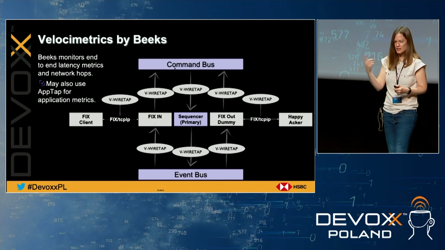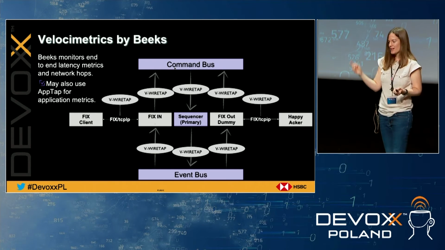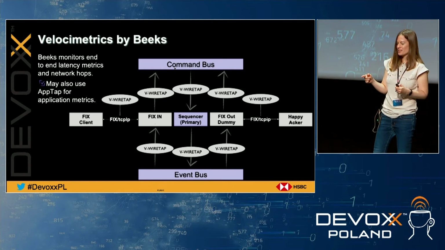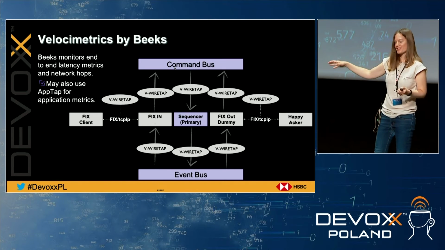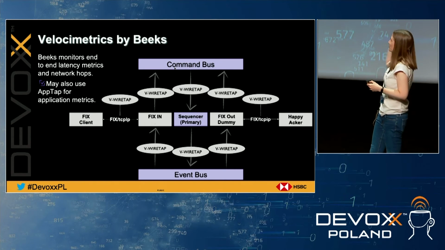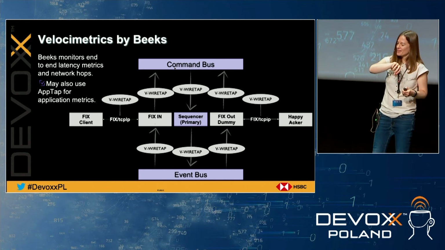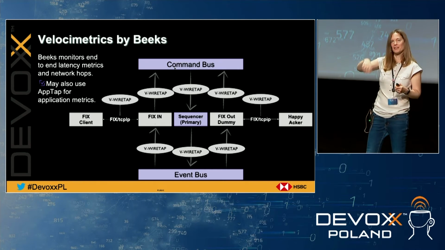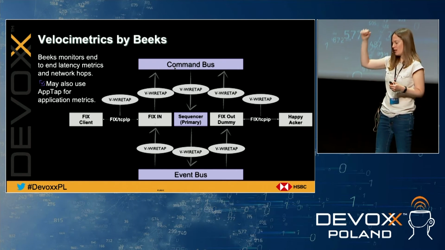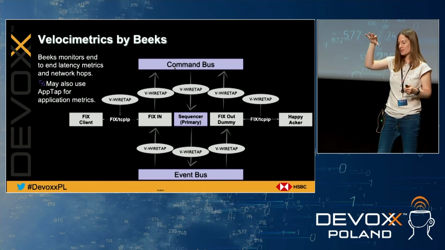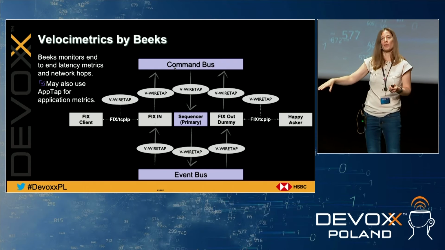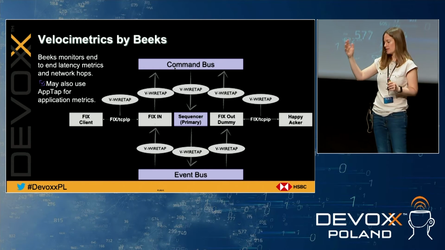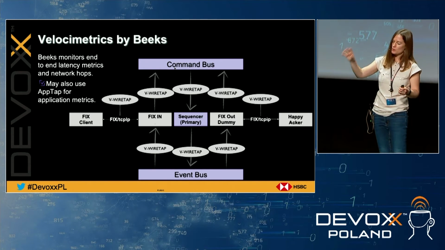Velocimetrics, recently bought out by Beeks Software a year ago. This is quite interesting. It allows you to monitor end-to-end latency in all the network hops. So you can see all the wiretaps here all over. We've got a FIX order coming in over TCP/IP. Velocimetrics or Beeks can read that off the wire before it goes into our FIX-in component, which then does some translating before it sends that out to the command bus.